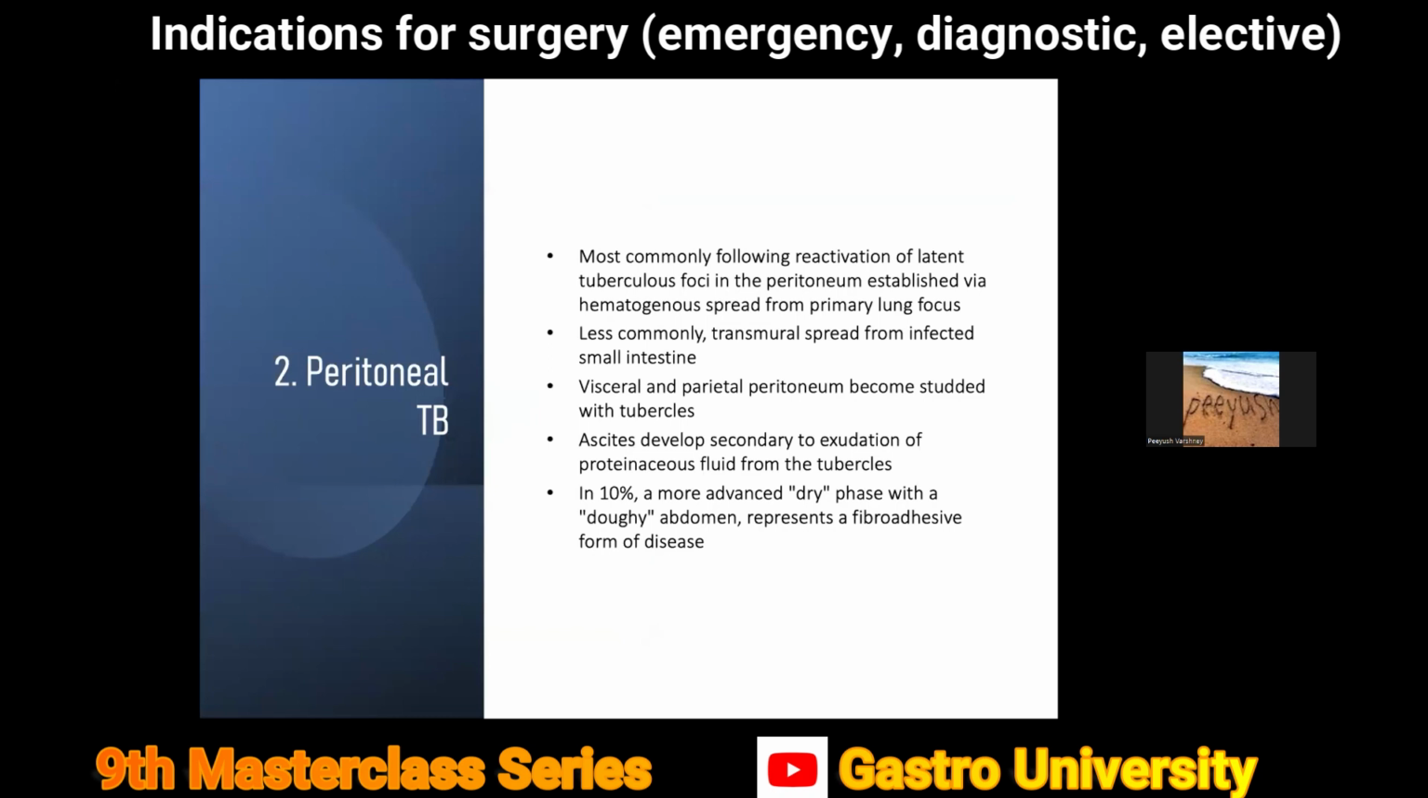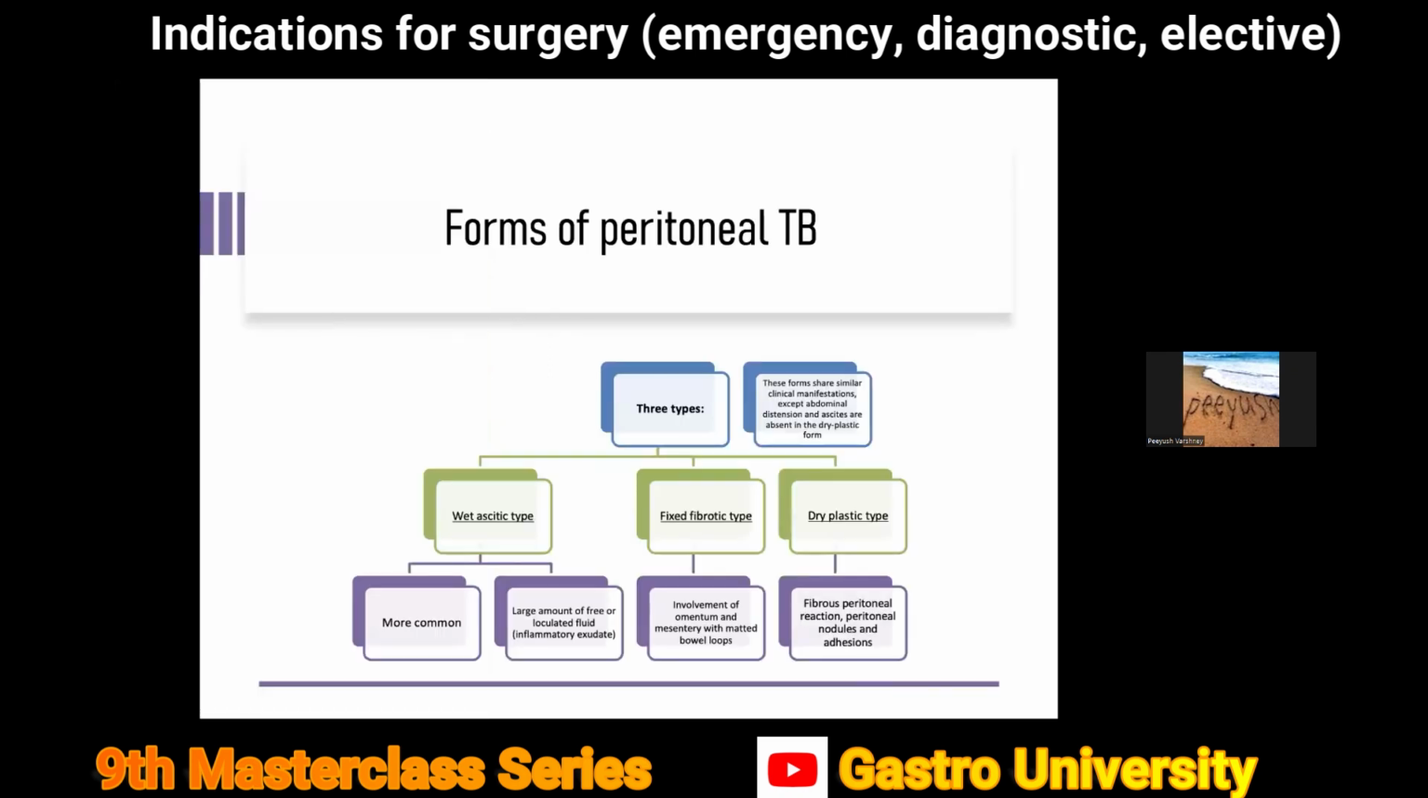Second is the peritoneal tuberculosis. This is most commonly following the reactivation of a latent tubercular focus in the peritoneum established via hematogenous spread, mainly from the lungs, and less commonly from the transmural spread from the infected small intestine. Visceral and parietal peritoneum both may be involved with tubercles and it may lead to exudative ascites, and it may be found in 10 to 25% of the cases. So it has been divided into wet ascitic type, fixed fibrotic type, and dry plastic type. I'll not go into details, that has already been discussed in the previous lectures.